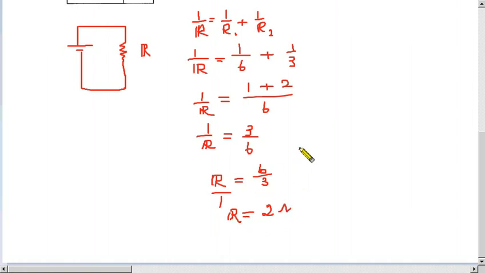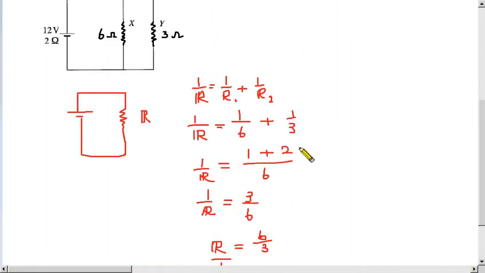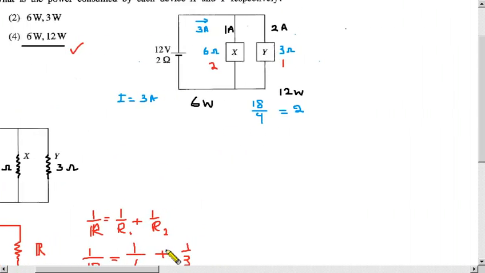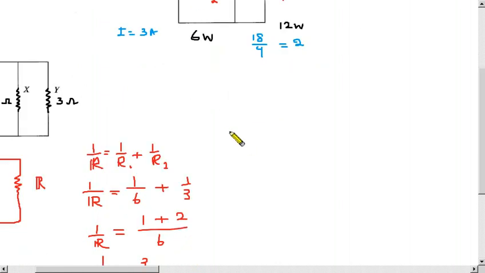R equals 2. But there is another easy equation than this one. You have to keep that in your mind. I don't know what equation you use. Normally we use 1 over R directly, but here, directly, R equals the multiplication divided by sum.